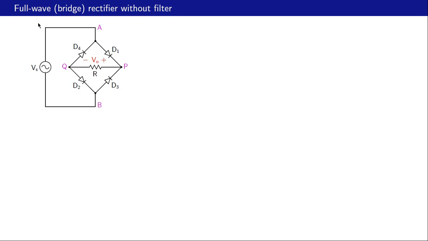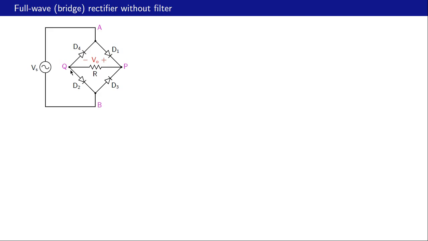Here is a full wave rectifier without a filter, and it is also called a bridge rectifier because we have this diode bridge here. The AC source Vs is connected between nodes A and B, and the load, the resistor here R, is connected between nodes P and Q.